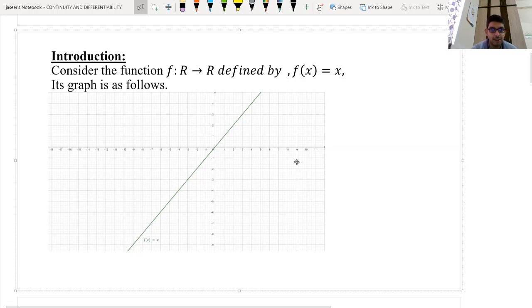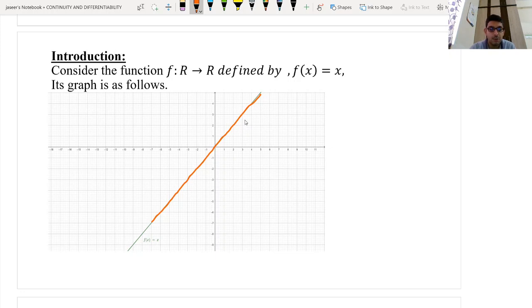If you consider the function f of x equal to x, if I draw the graph of this function, you already know it is a straight line. If you observe this graph, there are no breaks in it, or in other words, the graph can be drawn without lifting the pen. I need not lift the pen, I can draw it in one stroke. So this is one graph where there is no break. So the graph of f of x equals x has no breaks. One can draw it without lifting the pen.